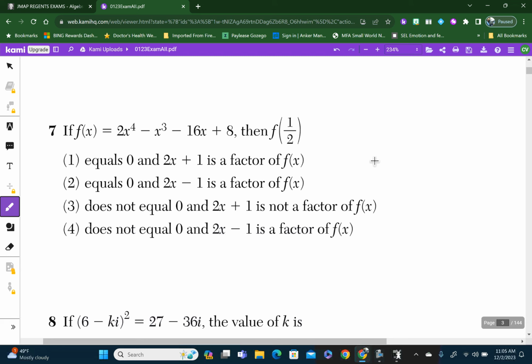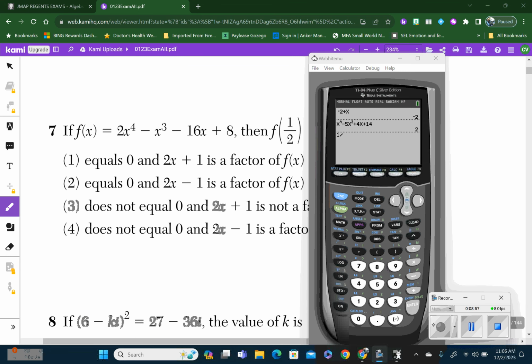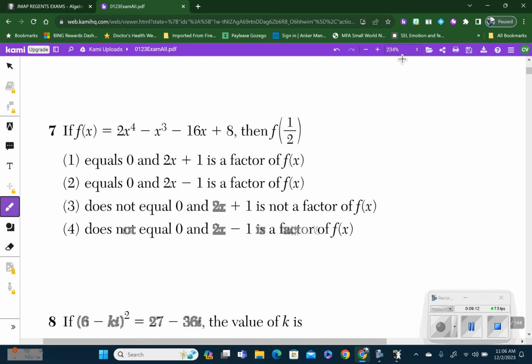Yeah, I'm just going to go ahead and store that in. So I have 1/2. We're going to store that in for x. Notice the store button comes in handy, I'm telling you, and then you're going to plug in the function. So when I plug it into the function, I get 0 as my answer. So what does this mean, right? It says it equals 0, so automatically 3 and 4 are out.